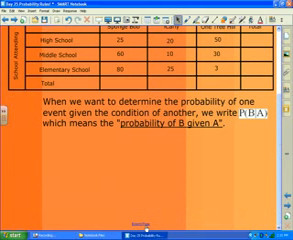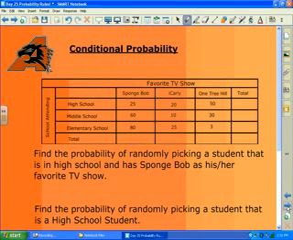All right. So let's say when we want to determine the probability of one event given the condition of another, we're going to write this: probability of A given, probability of B given A. Or you can switch those around, doesn't matter. Okay? So this little line right here means "given that," so probability of A given that A occurs.